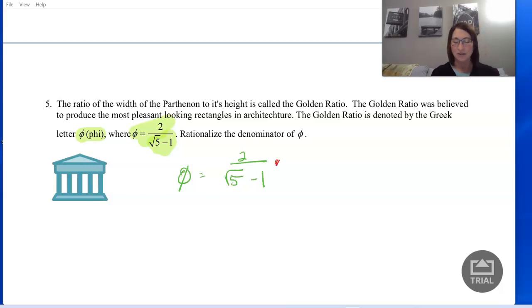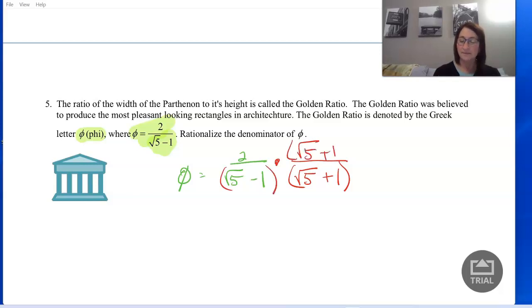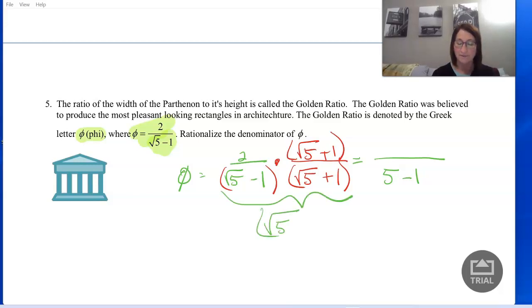I'm going to multiply by its conjugate, square root of 5 plus 1, and I have to do the same thing in the numerator. Then in my denominator, I get 5 minus 1, because if I take the square root of 5 squared minus 1 squared, that's the difference of two squares. That's where 5 minus 1 comes from, which is 4.